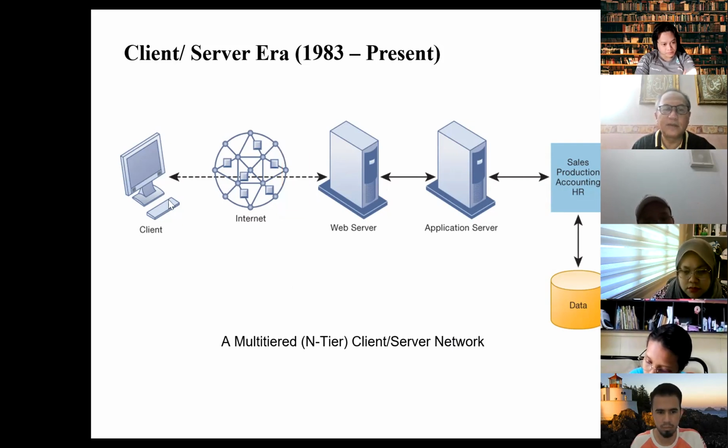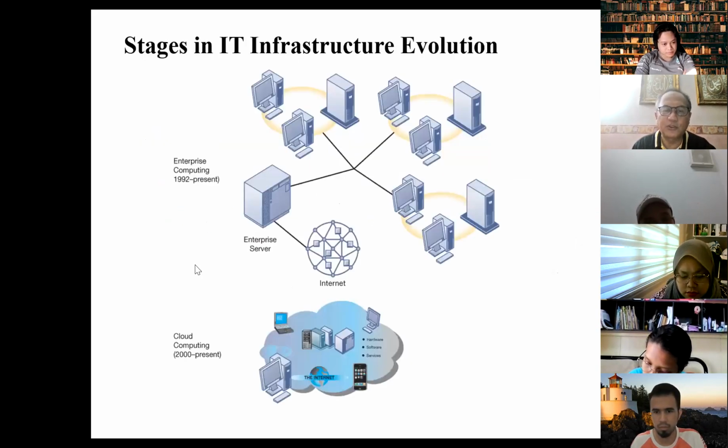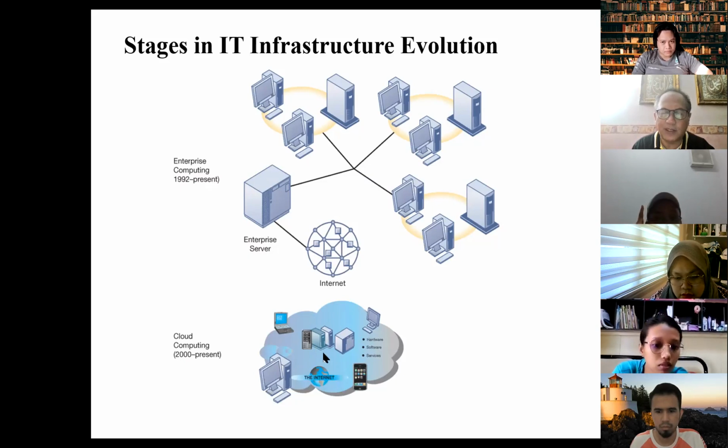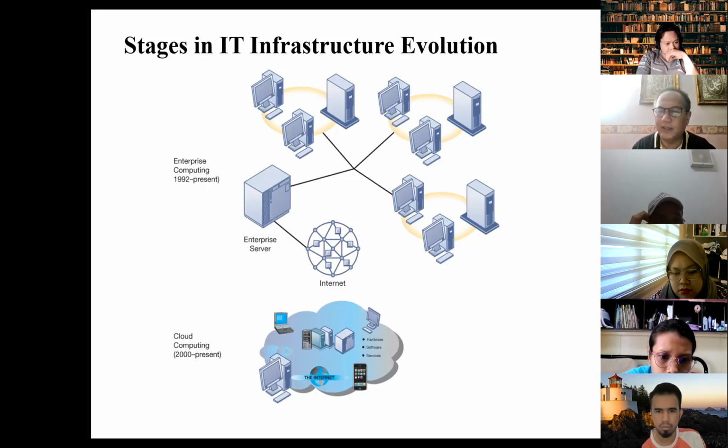Then after that, we have this enterprise computing, 1992 onwards, where we are connected to the internet. We have an enterprise server connected to some other servers, and then connected to the PCs. Today, we have cloud computing, where the cloud is actually the same servers. We develop here, and then they share resources. It can be infrastructure resources, software resources. They share resources so that other systems are able to use it. The term is pay per use.